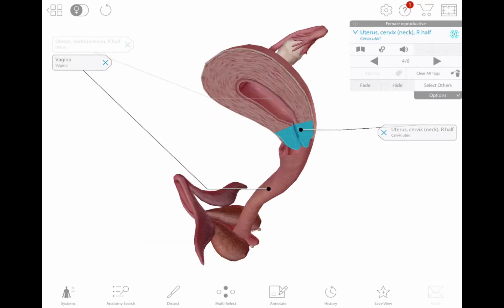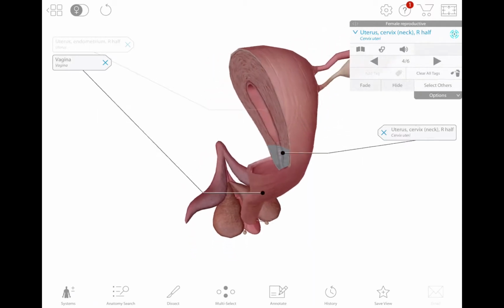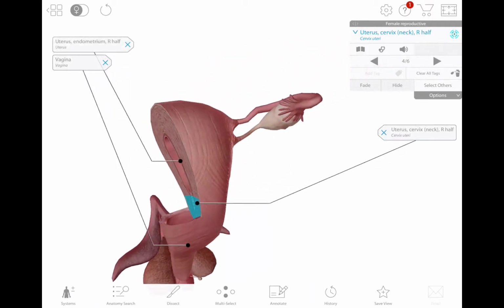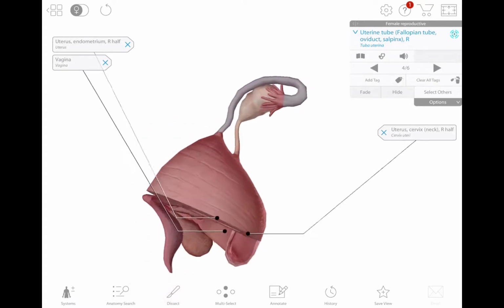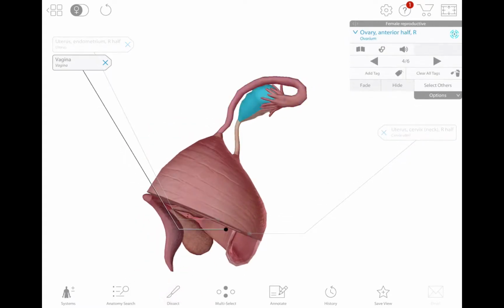All right. So on the sides of the uterus, we have these uterine tubes, which are also called fallopian tubes. And those connect the uterus to the ovaries. So here's an ovary right here. And the ovary is where the gametes are made, where those eggs are made.